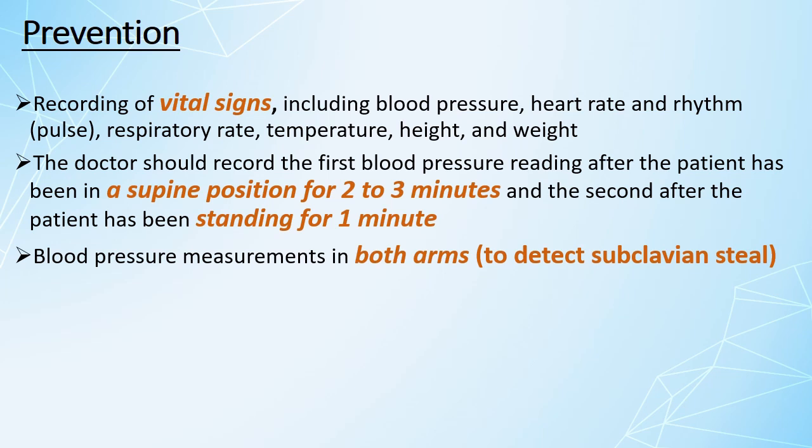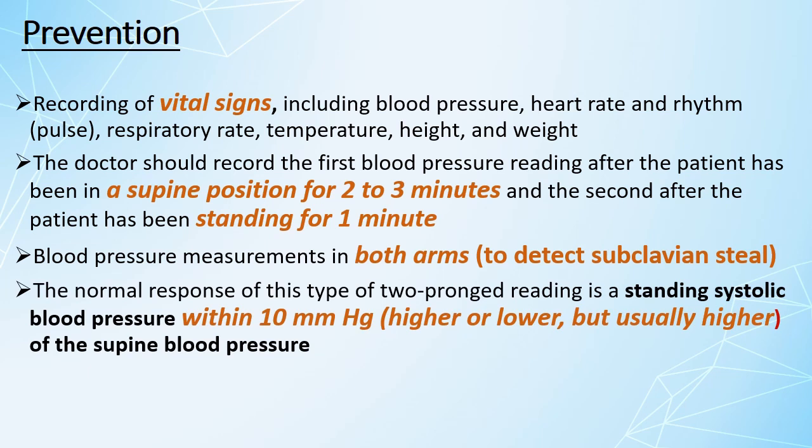So due to that, there is retrograde blood flow to the vertebral arteries, and due to that there is less blood supply to the arms, to one of the arms. So because of that, there can be a difference of blood pressure in both the arms. Therefore, blood pressure measurements should be taken in both the arms to detect the subclavian steal.